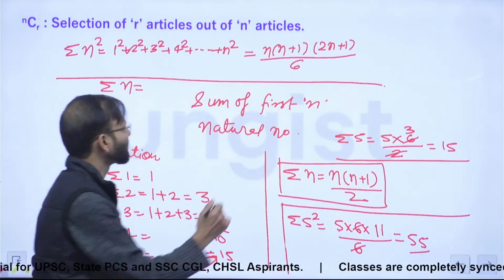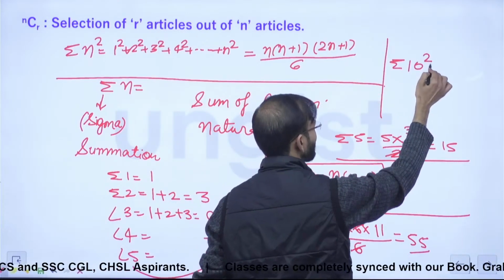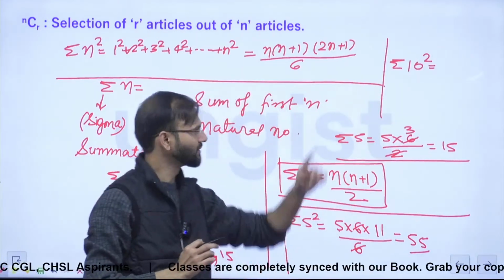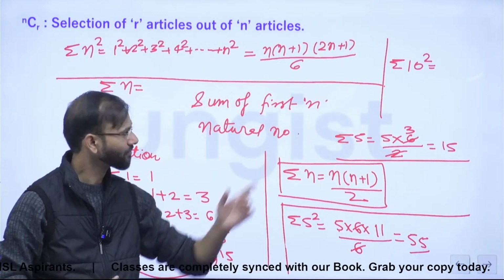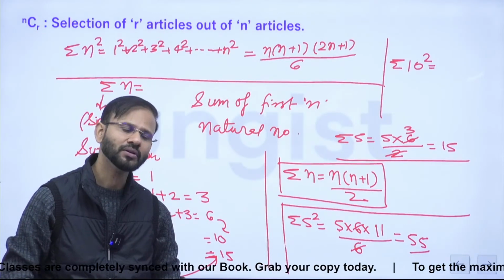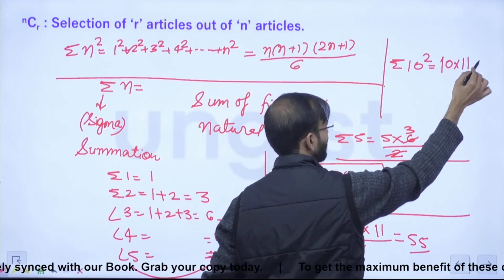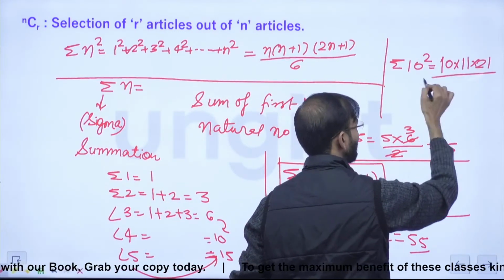Okay, can you tell me the answer of sigma 6 squares or sigma 10 square, guys? Tell me sigma 10 square. Should I write it above? Guys, just tell me that. Everyone, look here first. What should I write? 10 into 11 into 21. Yes. 10 into 11 into the sum of 2, which is 21, divided by 6.